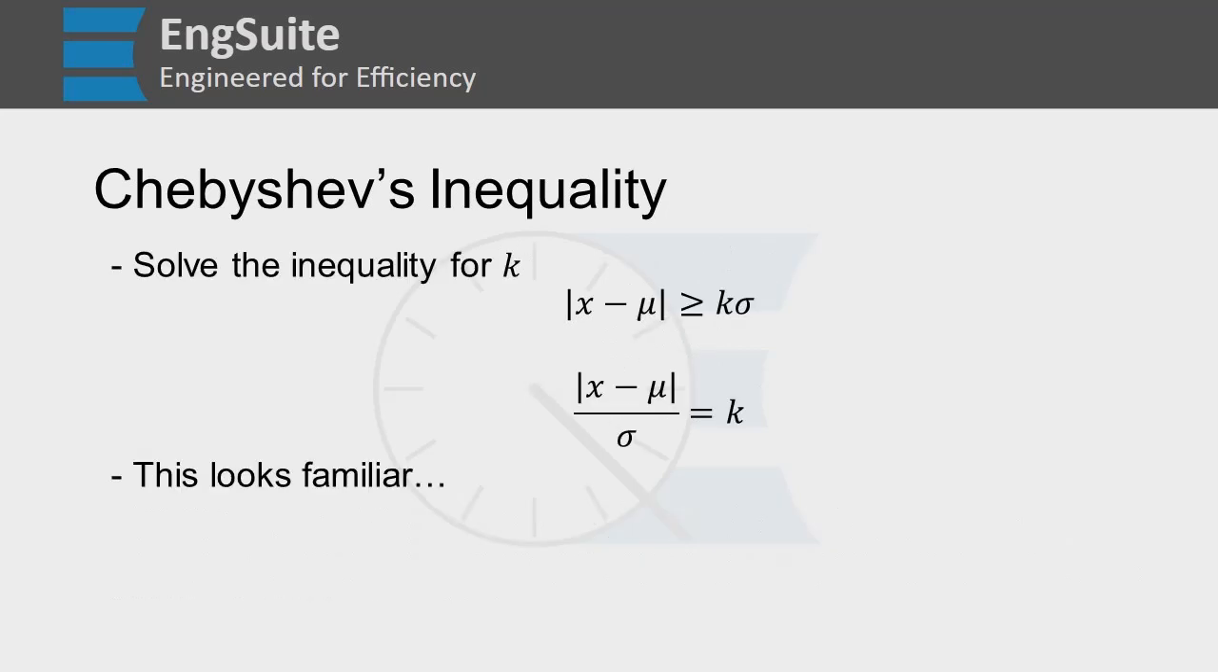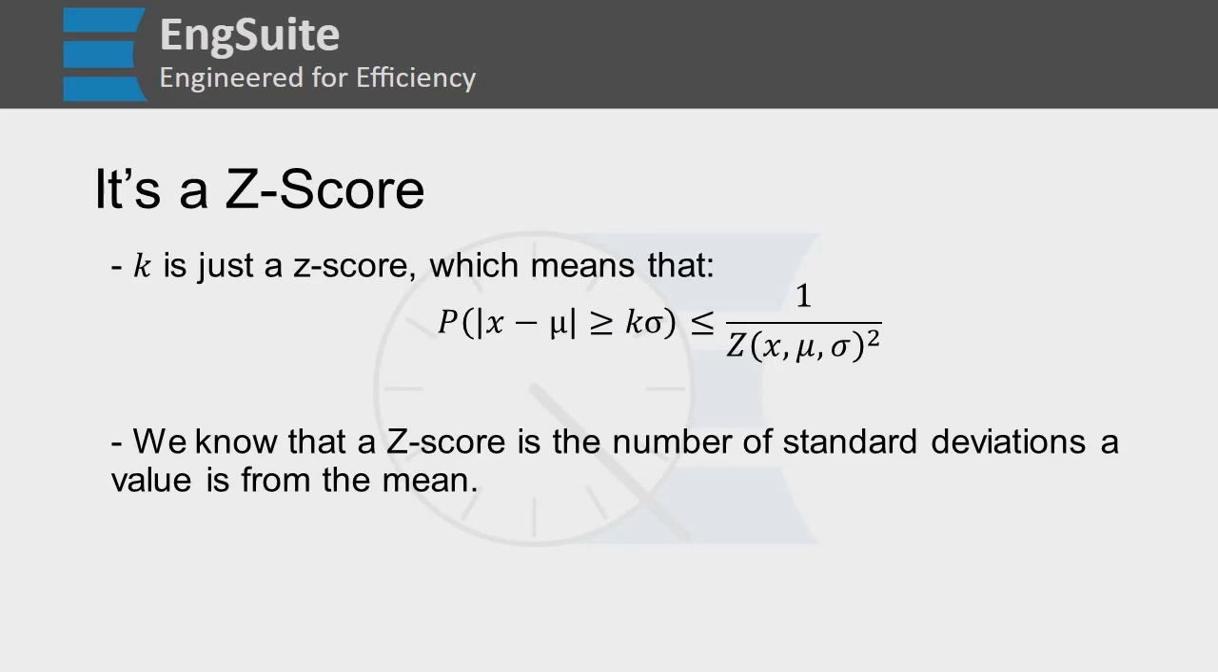Okay, so what we're going to do is solve the inequality for k. So all we do is we just pull our sigma, our standard deviation, over to the side, and we get the absolute value of x minus mu over sigma equals k. K is just the number of standard deviations x is away from the mean. But this looks really familiar. That's because it's just a z-score. K, as well as your CPK and your PPK, are just z-scores. So that means that the probability that x minus mu is greater than k sigma is less than or equal to 1 over z squared.